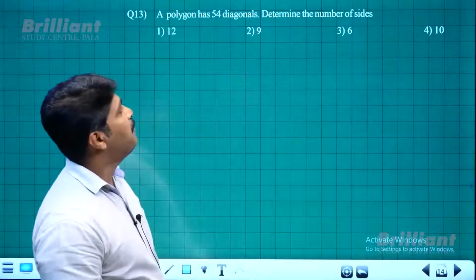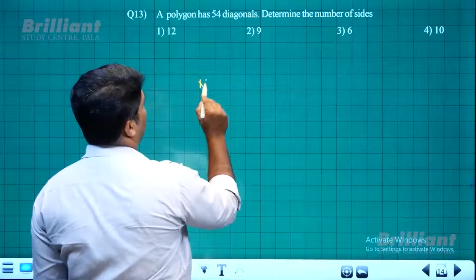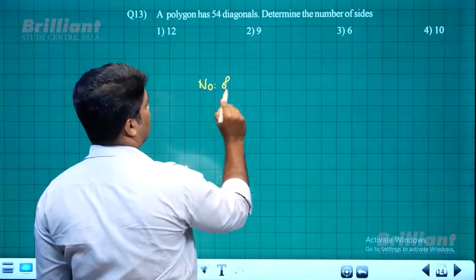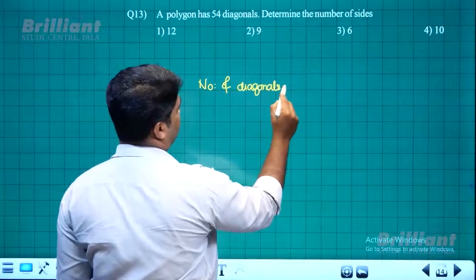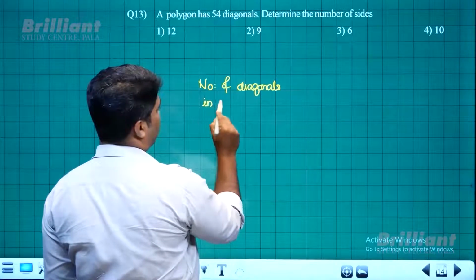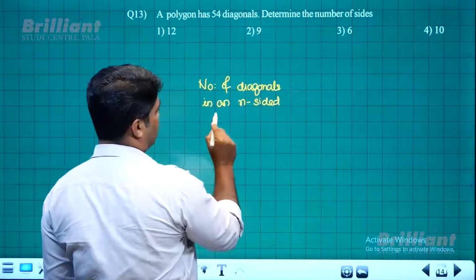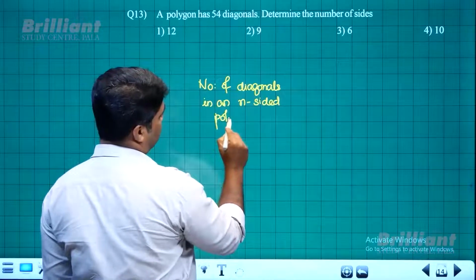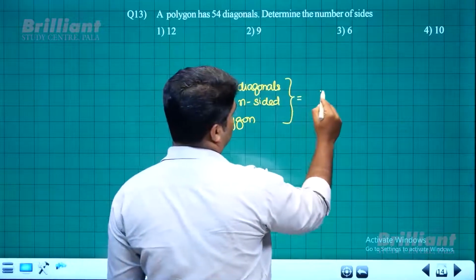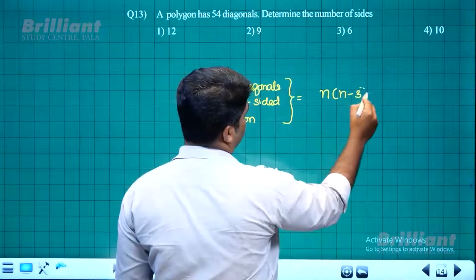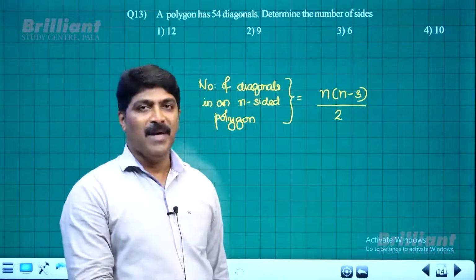A polygon has 54 diagonals. Determine the number of sides. So here, first you have to understand what is the result. Number of diagonals in an n-sided polygon is equal to n into n minus 3 by 2.